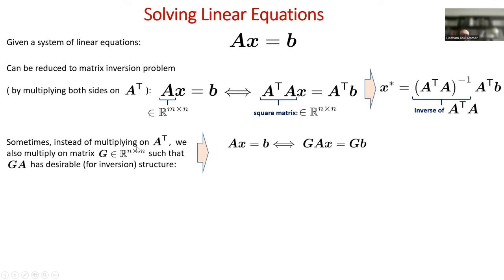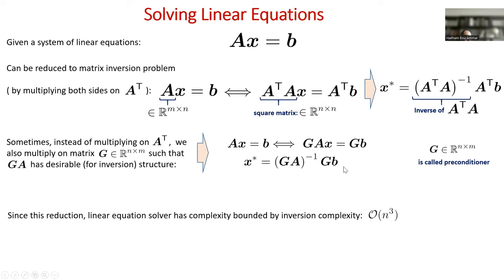Now, please notice that this is not only valid if you just multiply by A transpose. A transpose, we used here just to make it a square matrix. But in fact, you could have multiplied that matrix by any matrix G, such that G has nice properties you are looking for. So if we have AX equals B, then we can multiply G AX equals GB, and then we can get rid of G and A by multiplying by the inverse, which will give us (GA) inverse GB. We call that G a preconditioner matrix. That's what we typically call it, a preconditioner matrix.